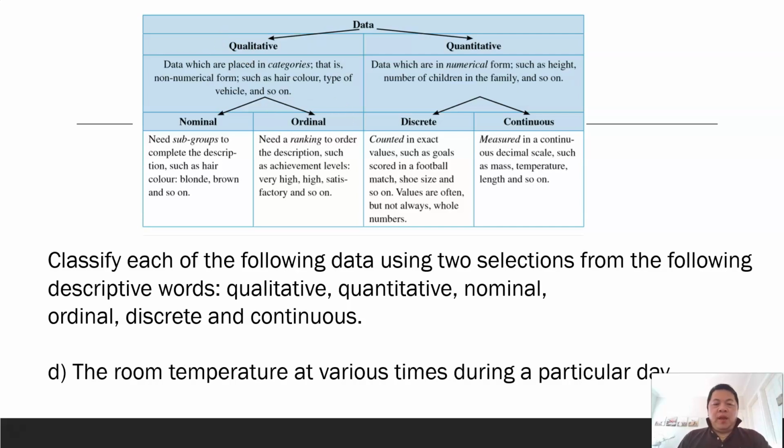And the last one, room temperature at various times during a particular day. So temperature can be 30.2 or 25.8 or 19.7. So it's in decimal. Whenever you have data like this, we know that it's a number, but unfortunately it's not a whole number. So it's quantitative and continuous. Okay, take note of that.